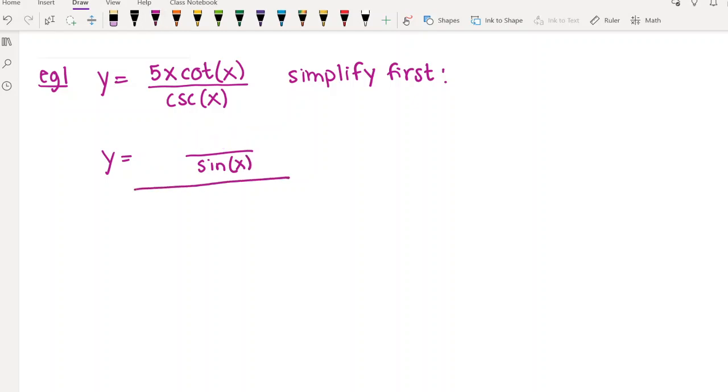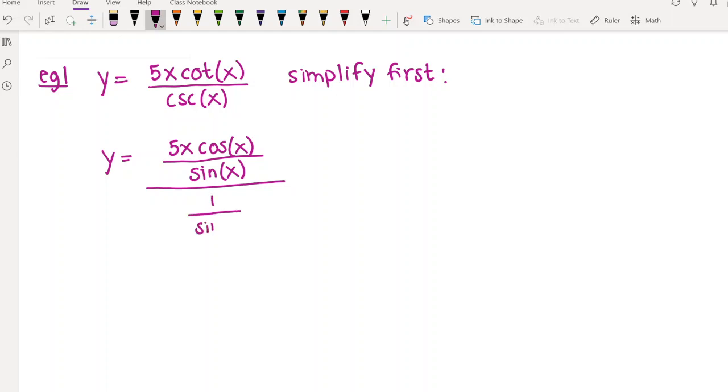And actually, I think maybe it'll be clearer if I write it this way. I'll just put the 5x. It doesn't matter if you put the 5x in the numerator with the cosine or outside, but let's just put it in the numerator. So I rewrote cotangent as cosine over sine and then just multiplied it with the 5x. And then in the denominator, we have 1 over sine of x, right? Because cosecant is the same as 1 over sine.